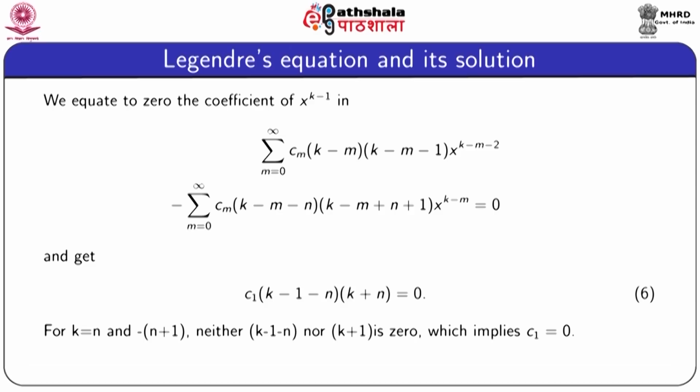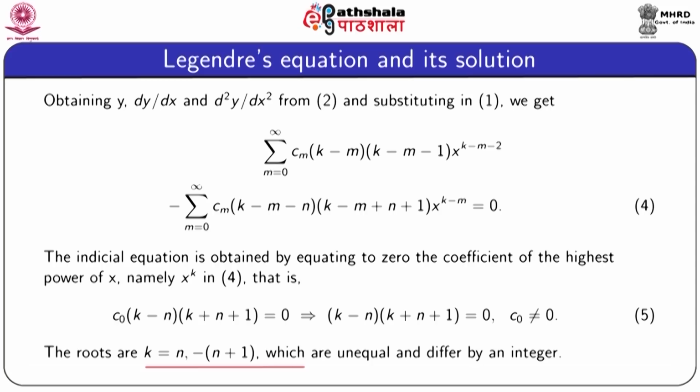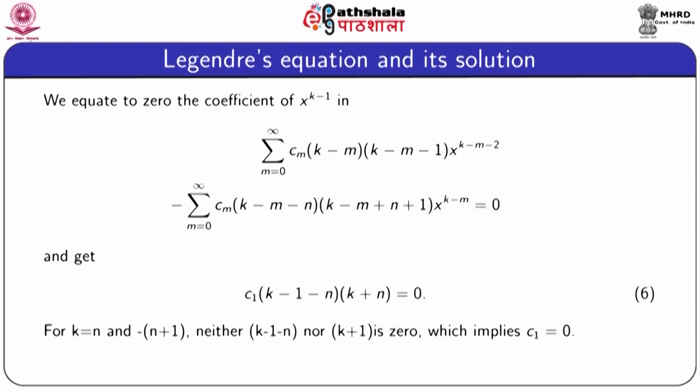Now, already we have solved for k, which gives the values k equal to n and k equal to minus (n plus 1). If we substitute those here, we are not getting the value to be 0. So, for k equal to n and for k equal to minus of (n plus 1), none of these expressions is 0, which implies our c 1 is equal to 0.